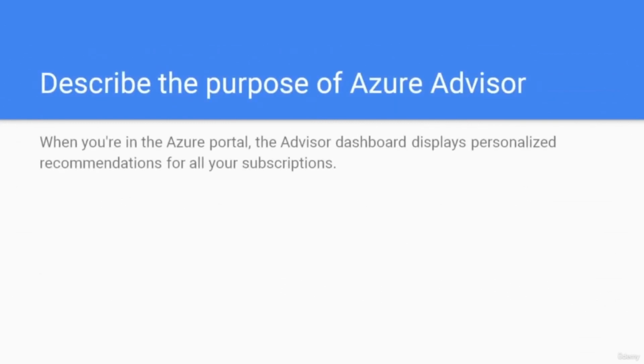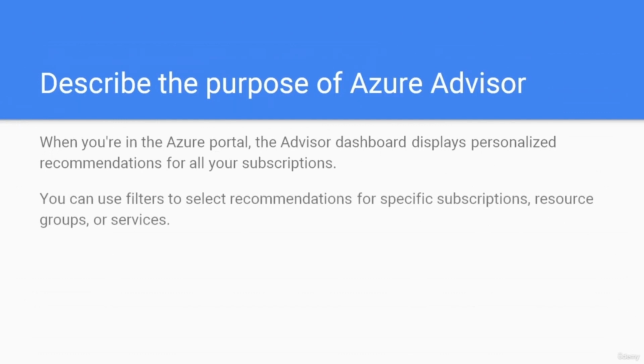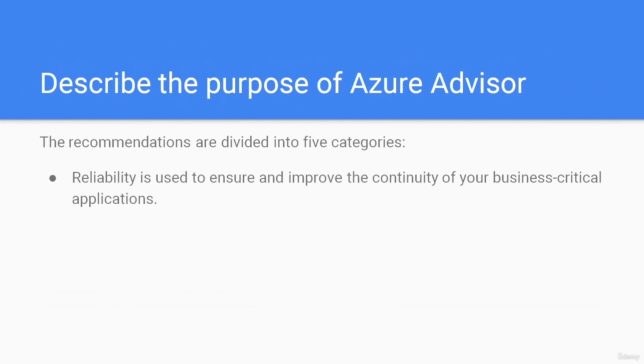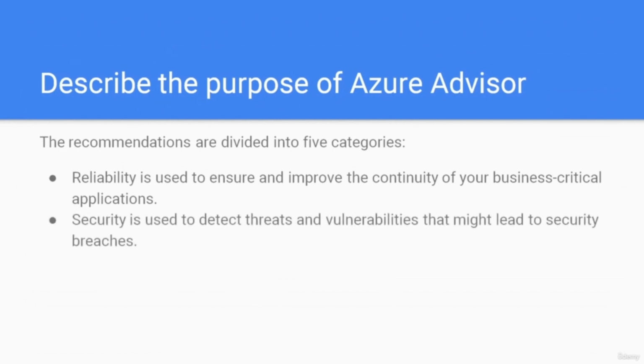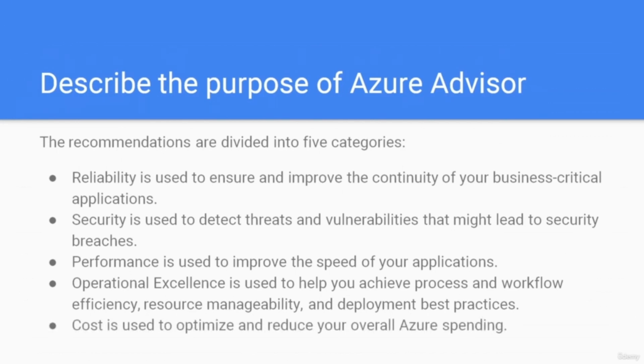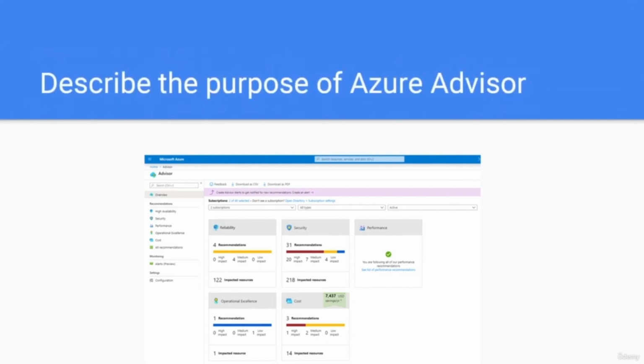When you are in the Azure portal, the Advisor dashboard displays personalized recommendations for all your subscriptions. You can use filters to select recommendations for specific subscriptions, resource groups, or services. The recommendations are divided into five categories. Reliability is used to ensure and improve the continuity of your business-critical applications. Security is used to detect threats and vulnerabilities that might lead to security breaches. Performance is used to improve the speed of your applications. Operational excellence is used to help you achieve process and workflow efficiency, resource manageability, and deployment best practices. Cost is used to optimize and reduce your overall Azure spending. Here you can see the Azure Advisor in a screenshot: reliability, security, performance, operational excellence, and cost.